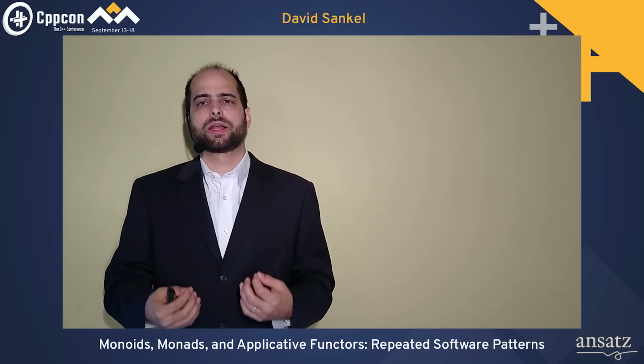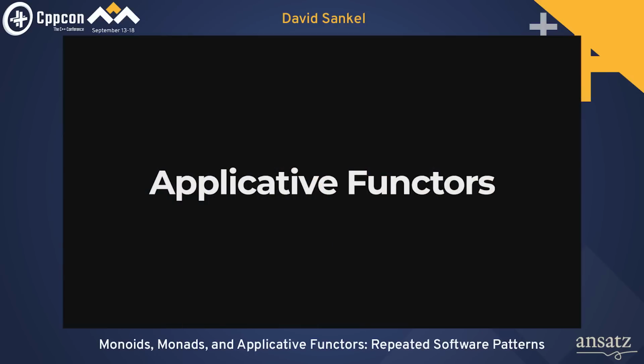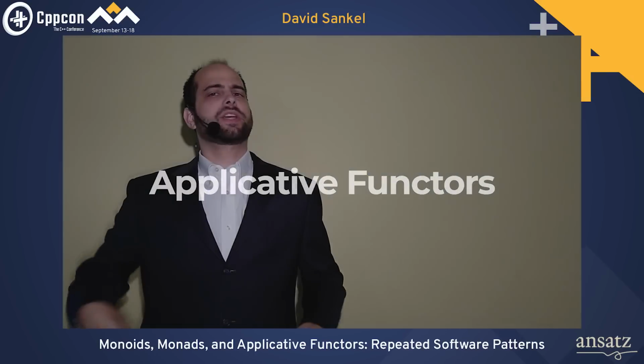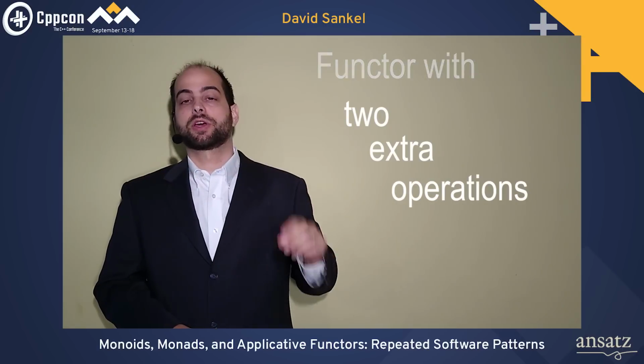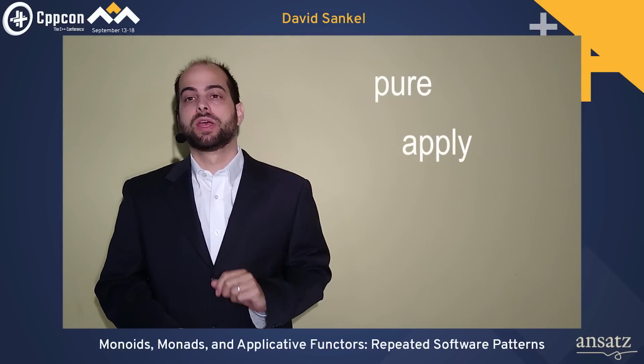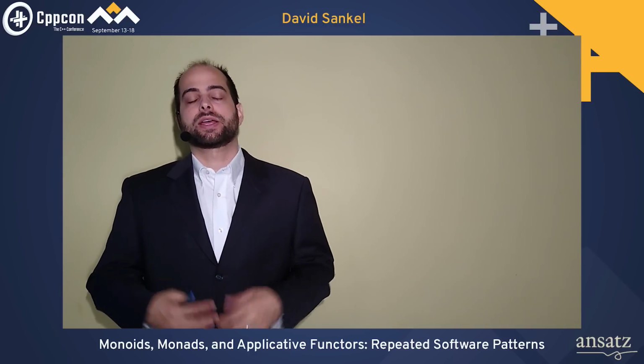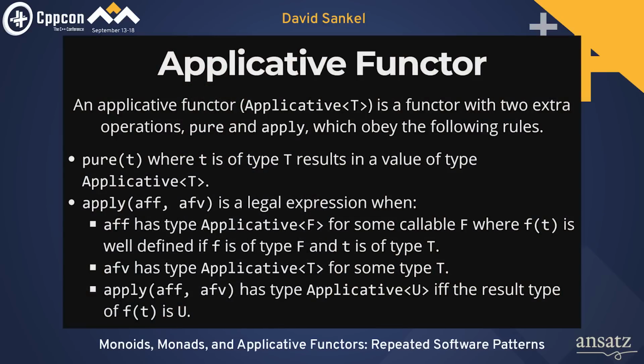Now let's take a look at applicative functors. An applicative functor is a functor with two extra operations, pure and apply. Now, pure and apply have the following rules, but basically pure, the way you can think about it, is a way for you to create a new applicative based on a plain value. So let's say optional is an applicative functor, which we'll find out it is in a minute. If you call pure of 3, you're going to get an optional of int.